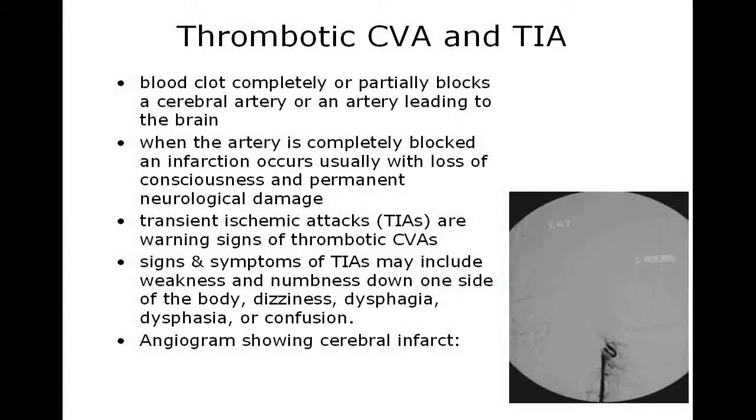So when a person has a stroke, it's either hemorrhagic, in that they're bleeding from some vessel in the brain, or they have a clot that has either completely or partially blocked a cerebral artery. We even consider strokes when they occur in the pre-cerebral arteries, those arteries leading to the brain like the carotids.